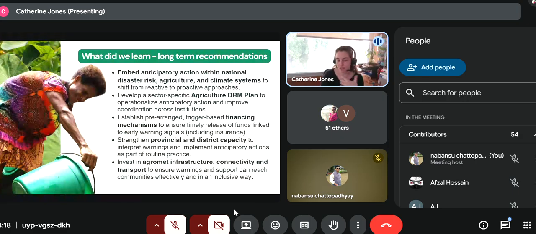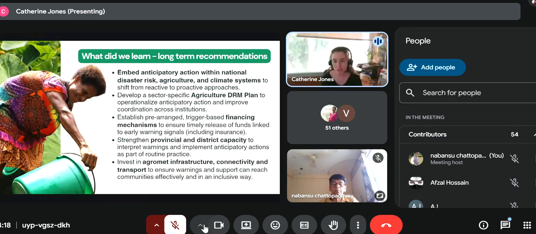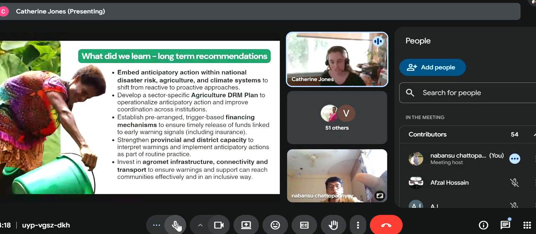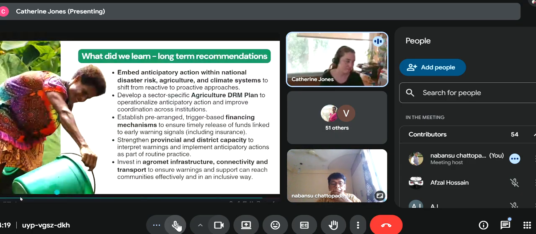Strengthening district and provincial capacity will also be important to ensure that they understand warnings and can support the implementation of actions to make it part of routine practice rather than ad hoc. And then finally, as I've mentioned a couple of times now, is really to invest in agromet infrastructure. So weather stations allowing us to collect better data that underpins what we're doing, but also connectivity. How can we reach these communities who currently suffer from not being able to connect to social media or radio and transport routes, to ensure that it's done in an effective and inclusive way?